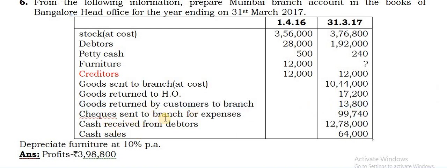Next, checks sent to branch for expenses. This you can take on debit side. Cash received from debtors, this also you can take on credit side. Idana credit side barkoli as remittances iveradu aita. But idana debit side togobekagutte. Iveradu remittances ಕೆಳಗಡೆ ಬರುತ್ತೆ credit side. Okay.